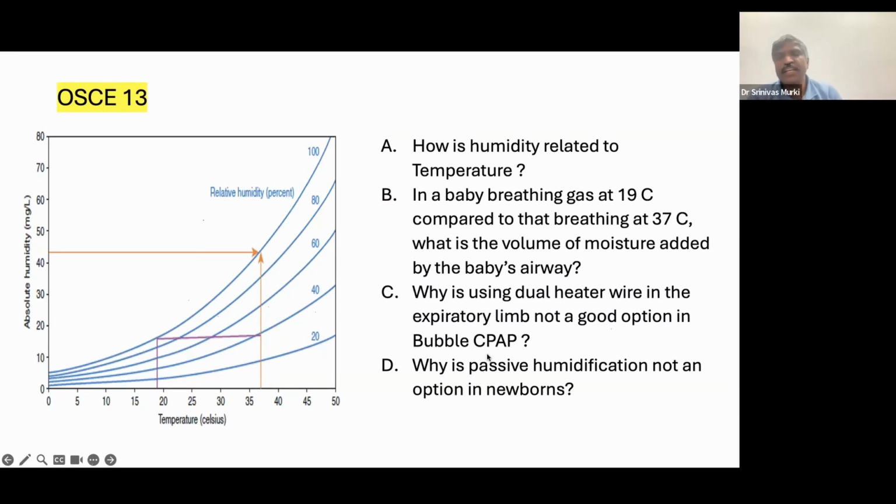Why is passive humidification not an option in newborns? Like adults, they have an HME. Why are we not using HME in newborns? Excessive resistance, yeah, it could be resistance because you're using HME filters. Not really dead space. Expired gases may enter again. Okay, doesn't happen like that.